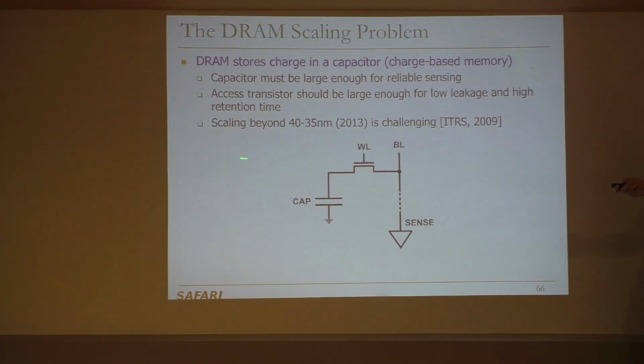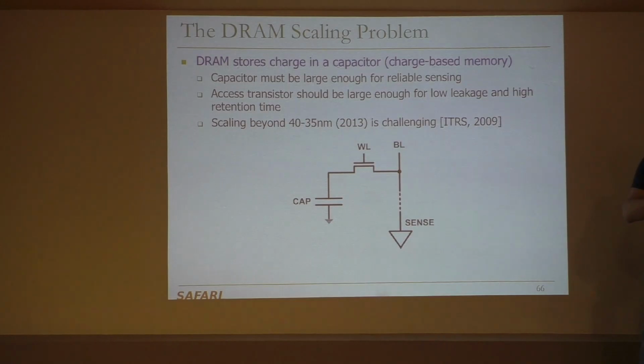Basically, this was the value that was assigned to X by ITRS in 2009. They said reducing the size of this cell below 35 nanometers is challenging. They didn't say it's impossible, they said it's challenging. Now I'll ask another question. What is this future size of a DRAM cell today in a modern DRAM chip? Can anybody guess? I'll give you a hint, it's below 35 nanometers.